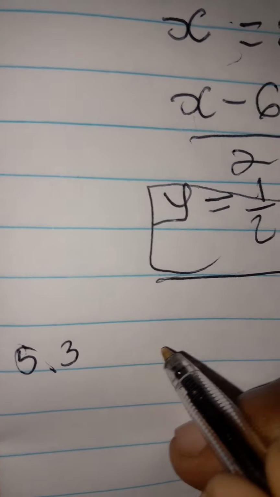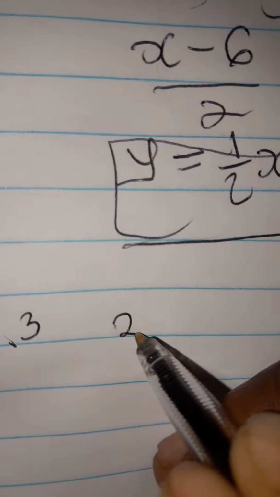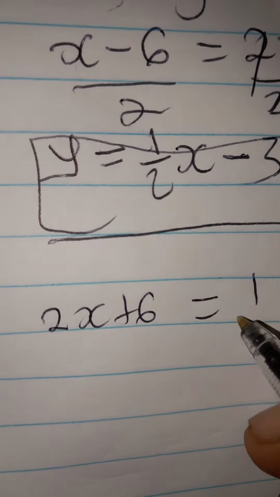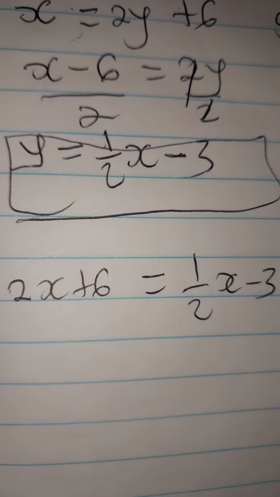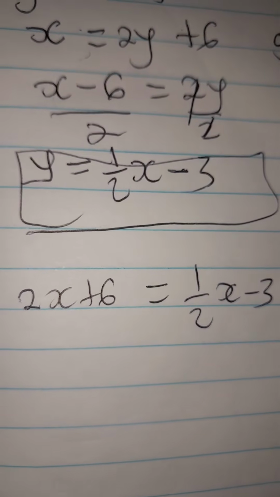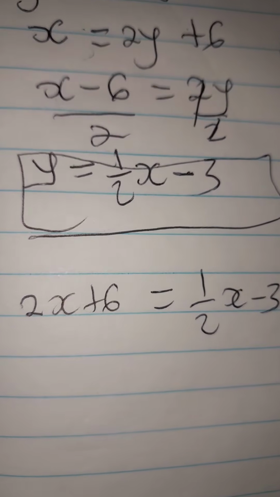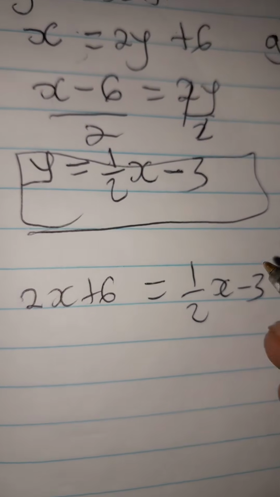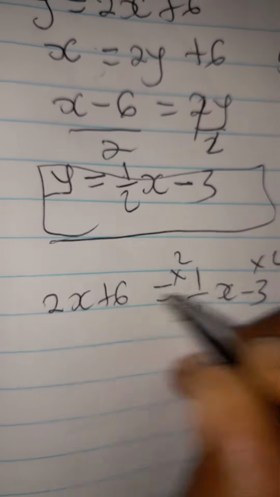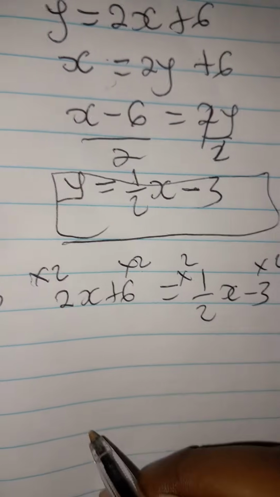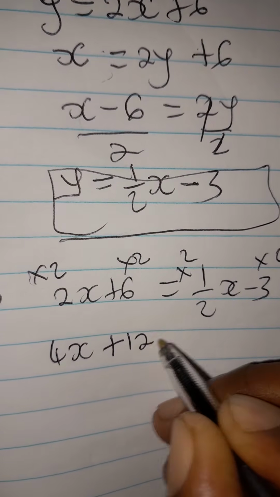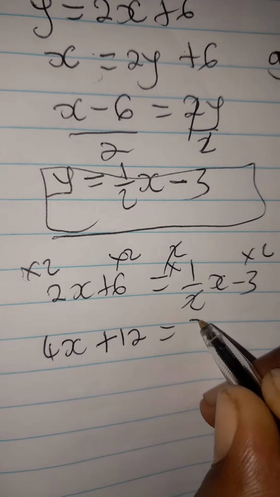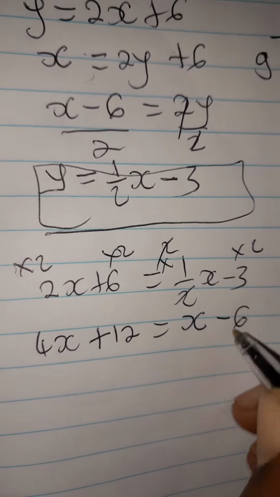So let's put that into practice. At 5.3, we have 2x plus 6 equals half x minus 3. Because we have a fraction here, we multiply everything by 2 so that we get rid of the fraction. 2 times 2x is 4x, and 6 times 2 is 12. Then on the right, we're left with x, and 3 times 2 is minus 6.